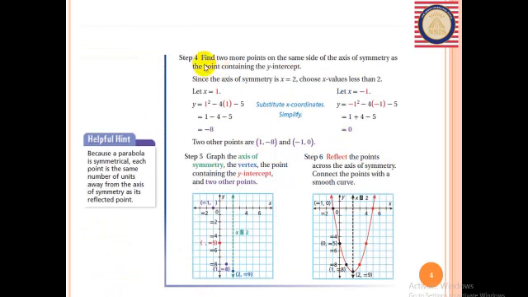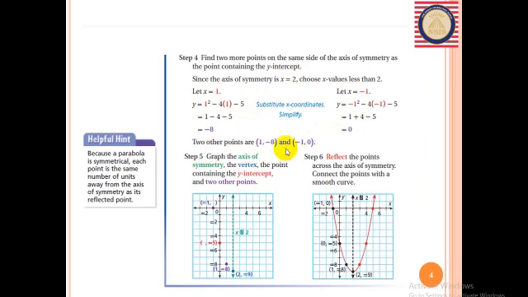Okay. The fourth step, what we're going to do, find 2 or more points on the same side of the axis of symmetry. As the point contains y-intercept, since the axis of symmetry is x equals 2, so write that. You are going to draw it, axis of symmetry x equals 2. Then we're going to put what? Equal 2, so I have 1 and -1.